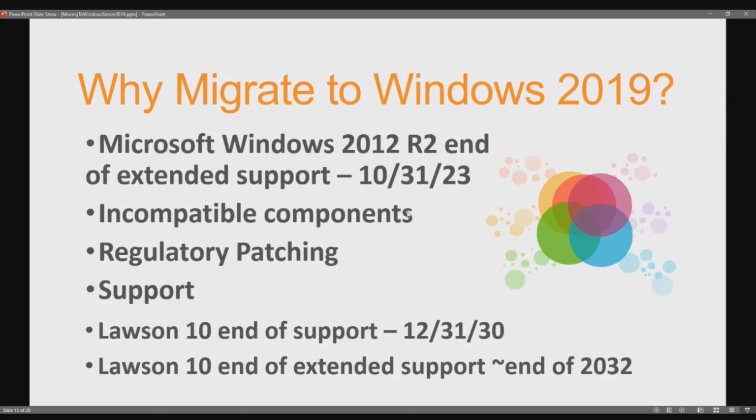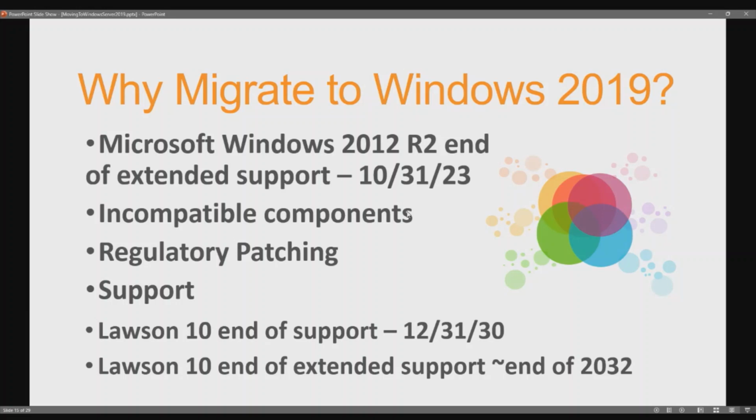And regulatory patching is at the end of the year. And I'm not saying that Lawson's going to update their application yet, but who knows? They might. So it's going to be really important to get off Windows 2012. Additionally, Infor is going to have a more difficult time to support you. If you're on an unsupported environment, they may not want to support at all. So if you have issues and you're on 2012, they may tell you, sorry, we can't help you until you get off 2012. But additionally, they're all now working with 2019. So you're going to run into the issue where their support team doesn't even really know how to help you.